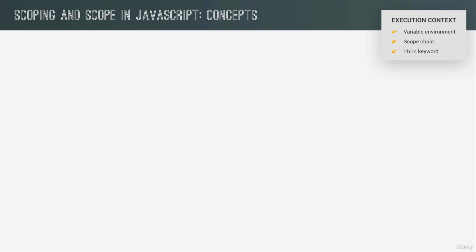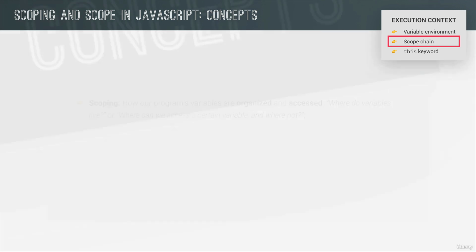So we learned in the last lecture that each execution context has a variable environment, a scope chain, and a this keyword. So in this lecture, let's learn what scope and the scope chain are, why they are so important, and how they work. And let's start by understanding what scoping actually means and learn about some related concepts as well.